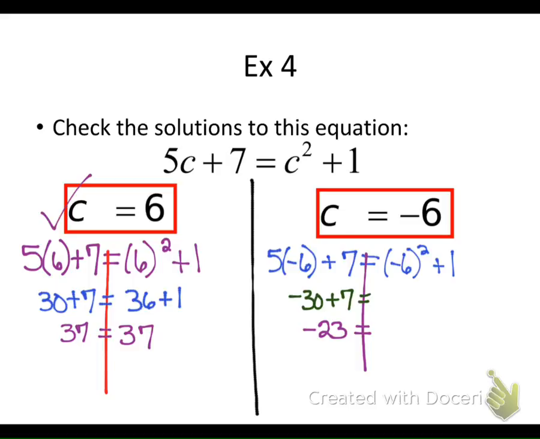Now on my right side, I'm taking negative 6 times itself twice. So negative 6 times negative 6 equals 36. And then I bring down my plus 1. Well, what's 36 plus 1? 37. Is negative 23 and 37 the same answer? No. So that answer is wrong. That is not a possible solution.